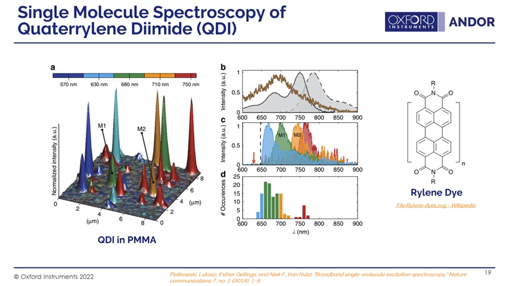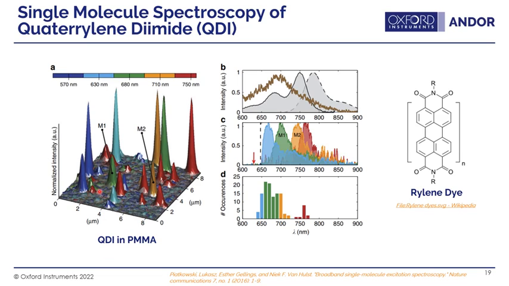This is a single molecule experiment of a dye called PDI. Now, PDI is a dye that falls into the class of rylene dyes, which I'm showing here. And rylene dyes are known to make use of these naphthalene rings that are linked together. People like to use rylene dyes in single molecule spectroscopy because they tend to be very bright and they tend to have high photostability. And this experiment took PDI and put it into a PMMA polymer matrix.